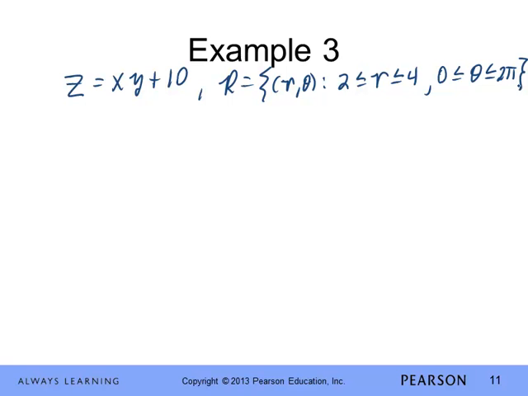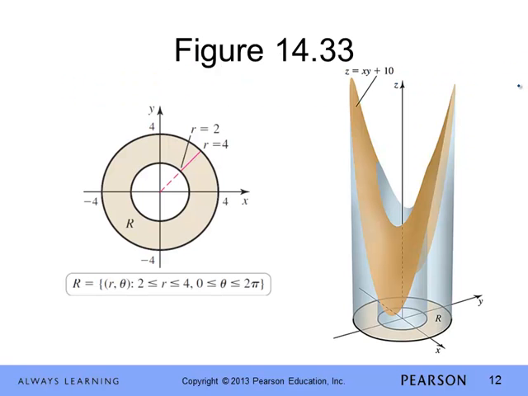Let's go ahead and take a look at the picture of what's going on here. Here's the surface, the graph of xy plus 10, and we're going to integrate that over this annular region where r is between 2 and 4, and theta goes from 0 to 2 pi. We're going to find the volume that's below the surface and above this annulus.